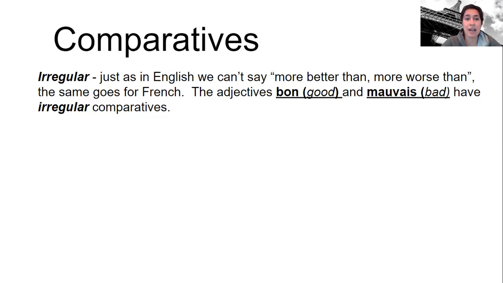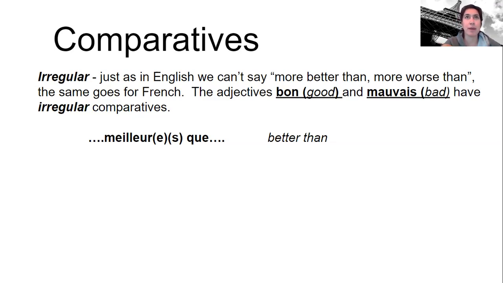Bon and mauvais have their own irregular comparatives, and you've actually seen one of them before plenty of times. Can you guess? Okay, so let's have a look at it. Meilleur means better. And the last one, we just looked at it, it means best. It means better or best. So you already know the comparative meilleur.